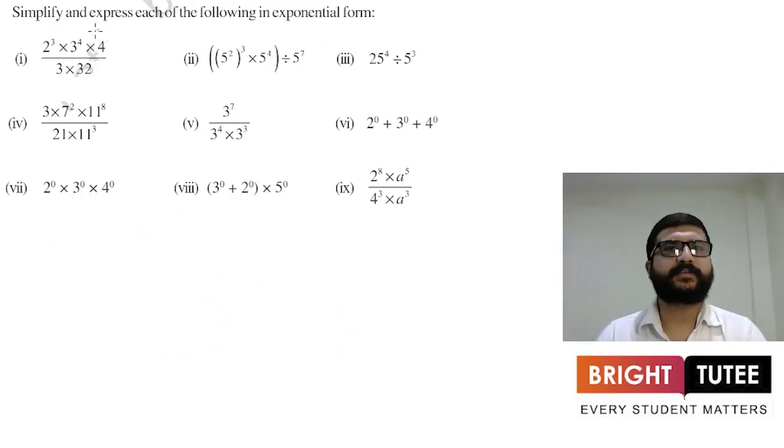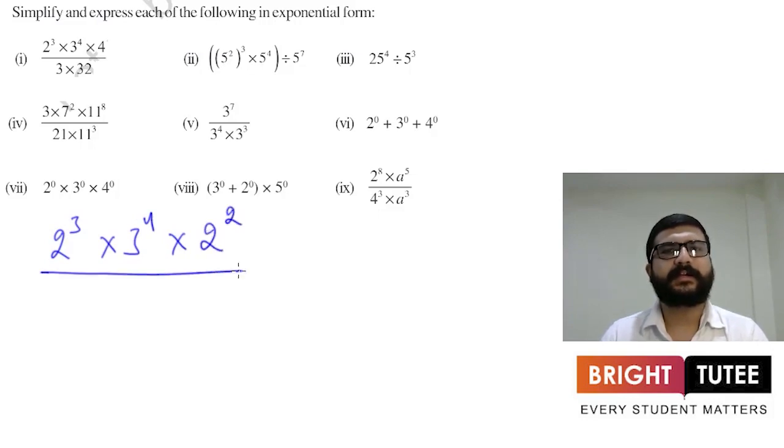Now the next question is, simplify and express each of the following in exponential form. The first one is 2 to the power 3 into 3 to the power 4 into 4 divided by 3 into 32. So what we will do, we will write each number as a product of powers of primes. So this will be 2 to the power 3 into 3 to the power 4 into 4. This 4 can be written as 2 to the power 2. Now divided by 3 into 32. 32 is 2 to the power 5.